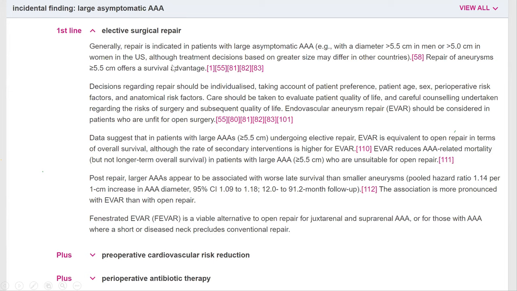I know this is from the United States, but this is also the best practice guideline in the UK. Data suggests that in patients with large triple A more than 5.5 centimeters undergoing elective repair, EVAR is equivalent to open repair in terms of overall survival, but reintervention is higher for EVAR. EVAR reduces triple A mortality but not longer-term overall survival. Easy. If you have a triple A more than 5.5 centimeters not suitable for open, then EVAR is good.